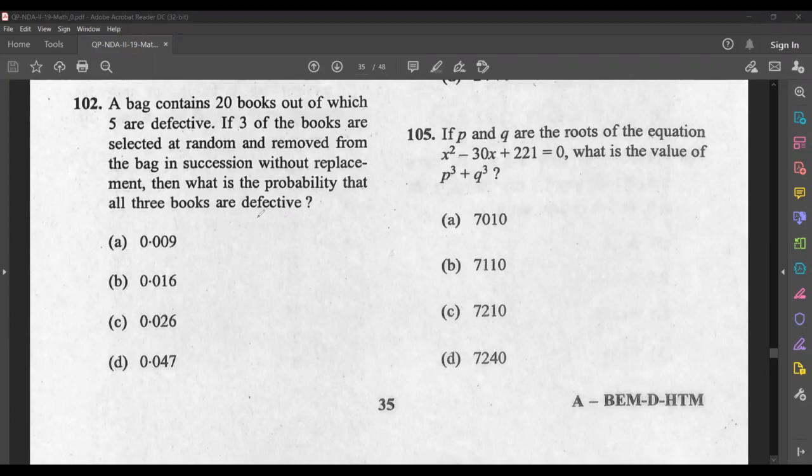The bag contains 20 books, out of which 5 are defective. 3 of the books are selected at random and removed from the bag in succession without replacement. Then what is the probability that all 3 books are defective? Options 0.009, 0.016, 0.026, 0.047. Please try. Try on your own. Comment your answers.